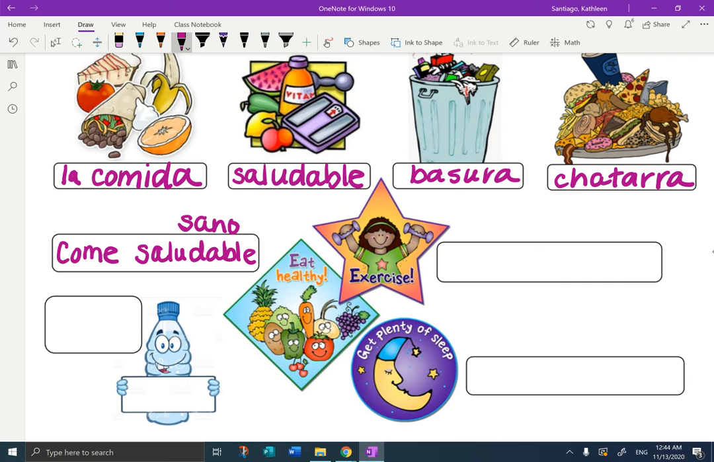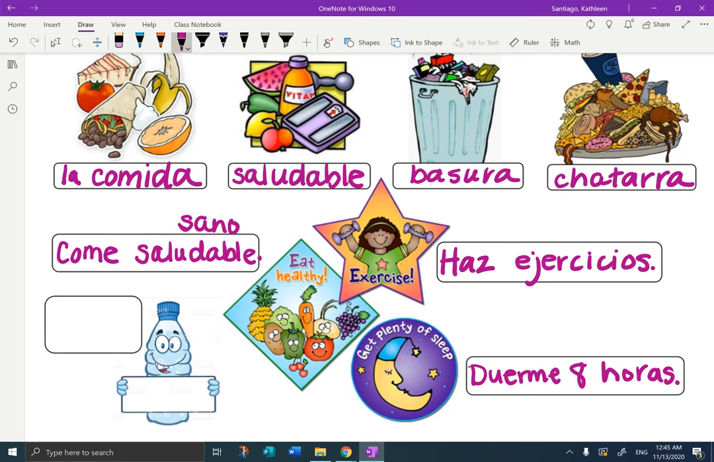Exercise. If you want to tell somebody to exercise, in Spanish, we don't say exercise, we actually say do exercises. So, haz ejercicios. Big word. Haz ejercicios. Come saludable. What if you want to tell them to get plenty of sleep? So, what you would have to say is sleep. What's the average that they expect you to sleep, right? 8 hours. So, we're going to tell them duerme 8 horas.